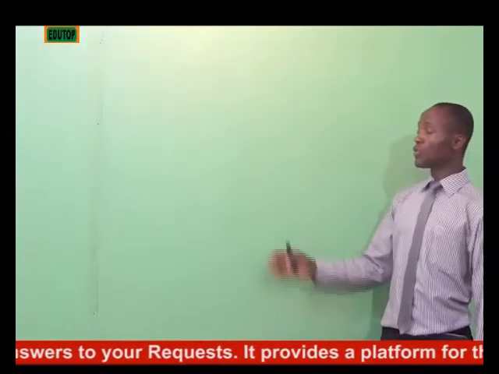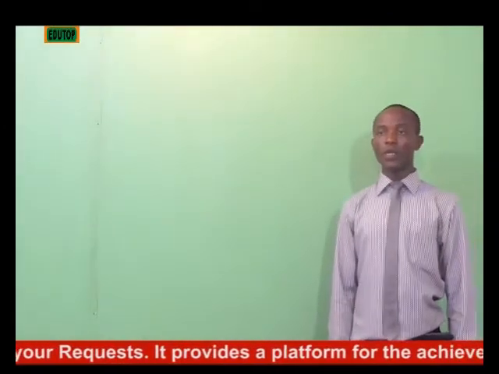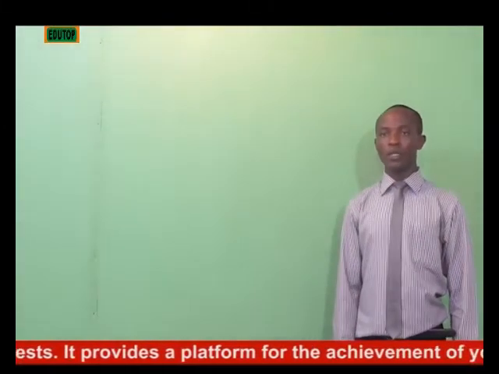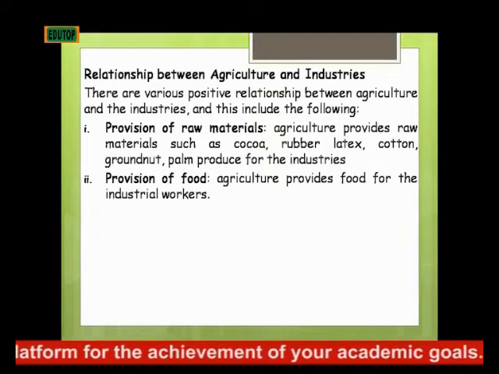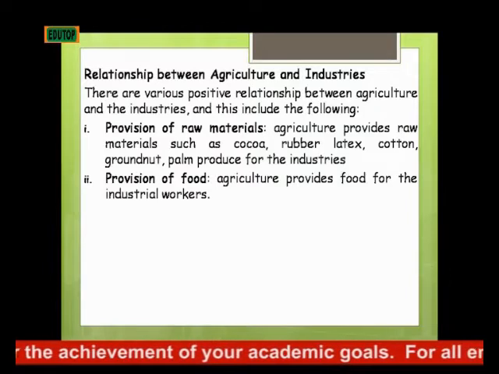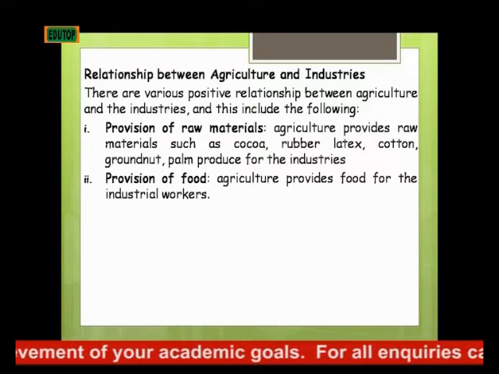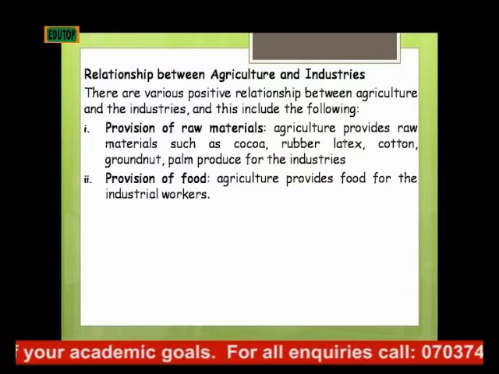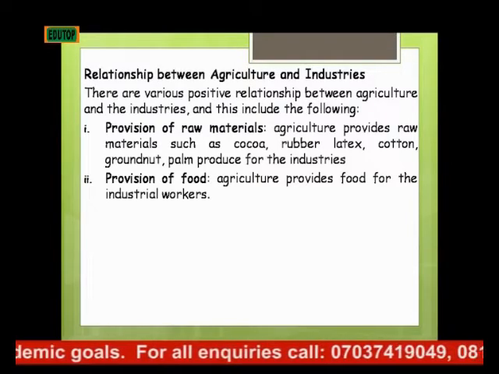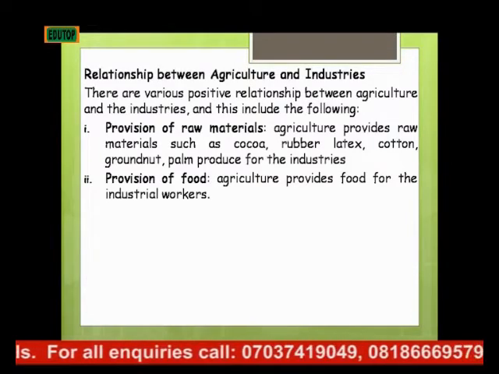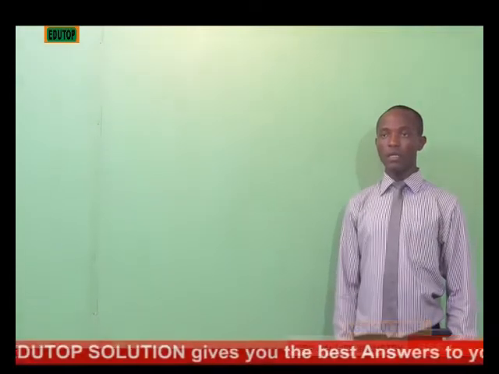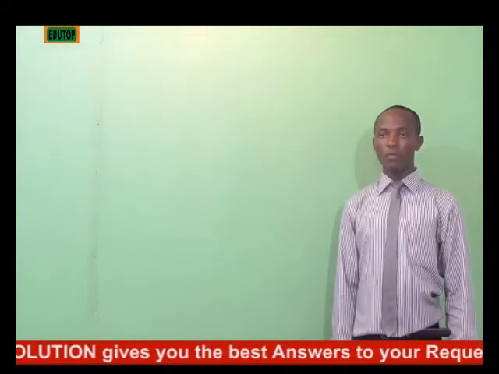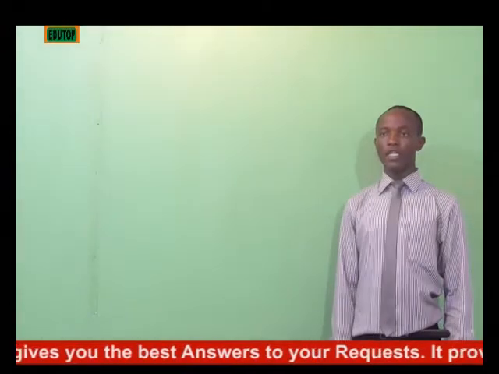Now go to the subtopic of relationship between agriculture and the industry. There are various positive relationships between agriculture and industry, and these include the following. 1. Provision of raw material. Agriculture provides raw materials such as cocoa, rubber, latex, cotton, groundnut, palm produce for the industries. That is, all these provide raw materials required by the agro-allied industries.